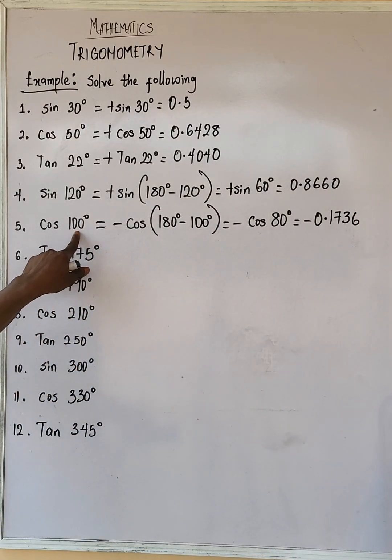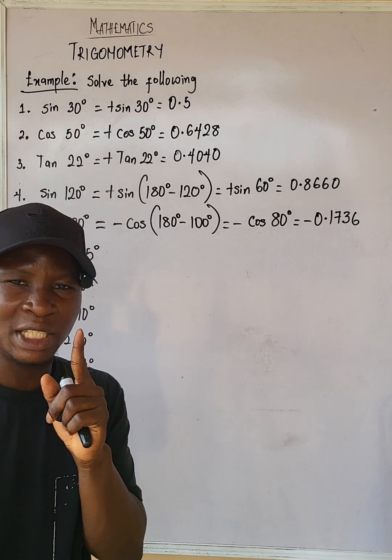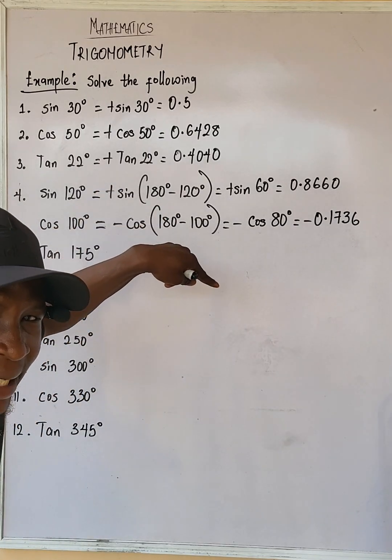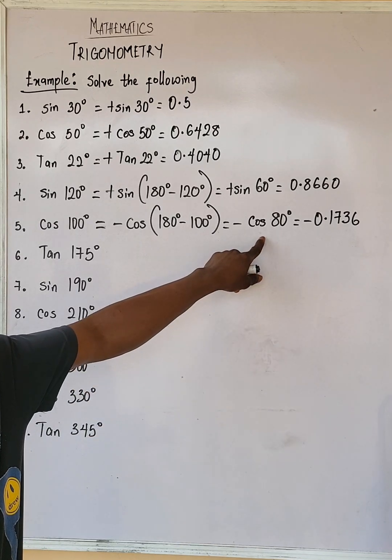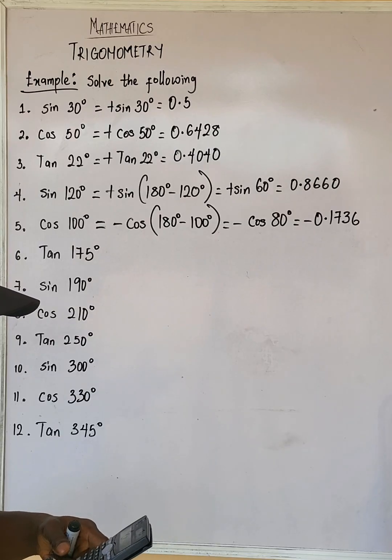So, 100 degrees falls on the second quadrant. On the second quadrant, what is positive? Only sine is positive, cos is negative. So that's why we have it as negative cos. Then how do you get the angle? That's 180 minus 100. So that's how we have minus cos 80. When you press it, you get minus 0.1736.